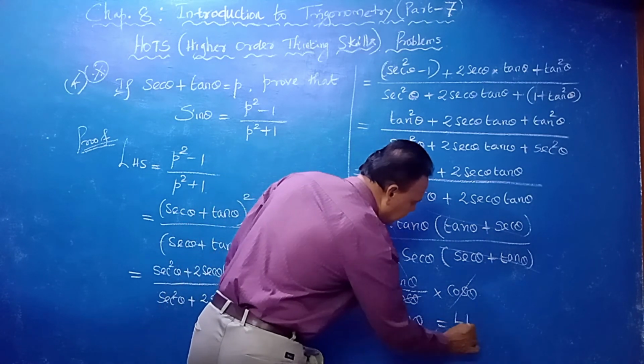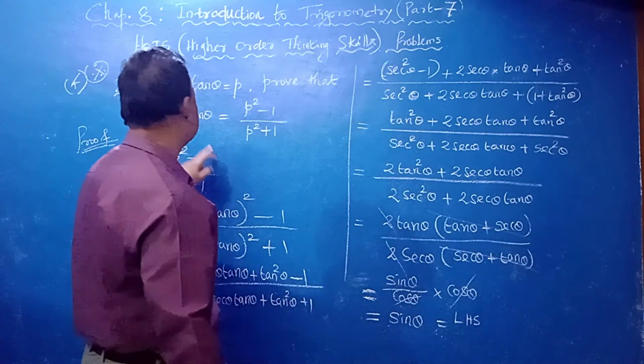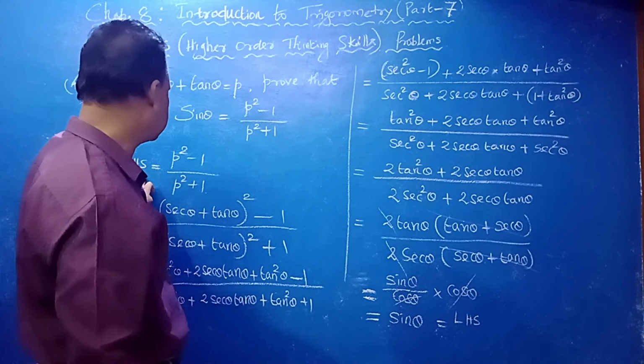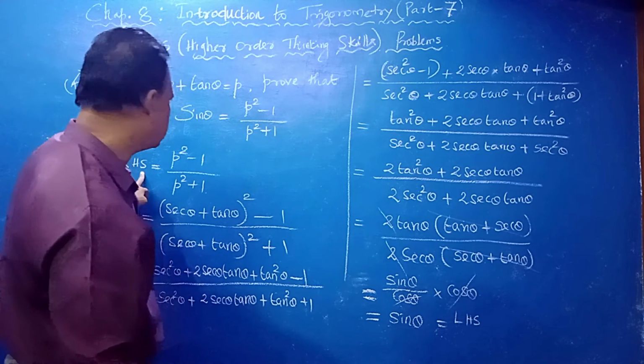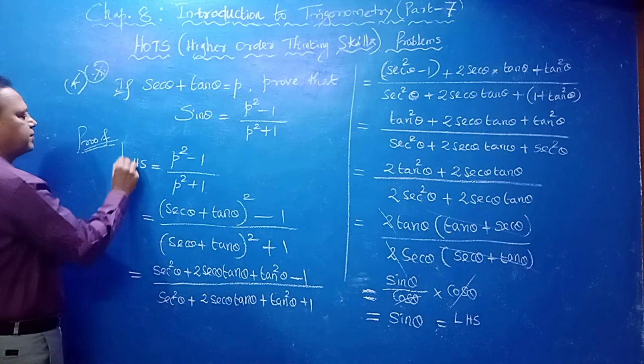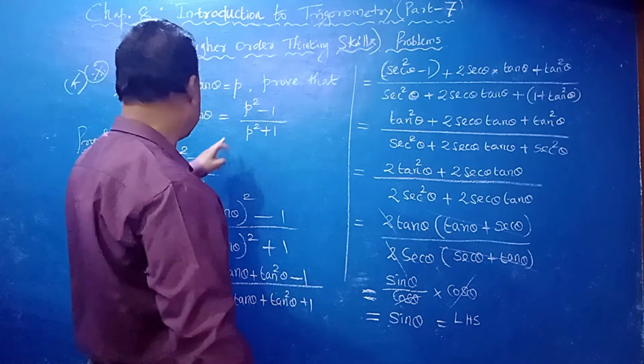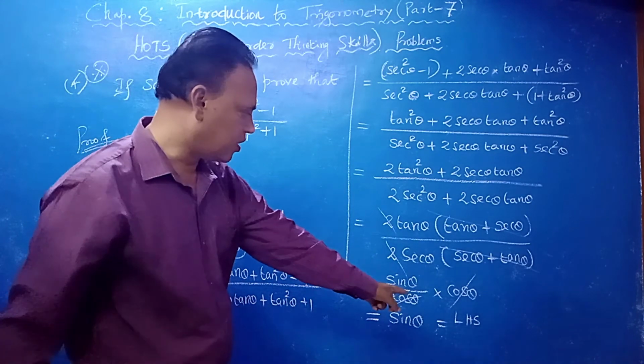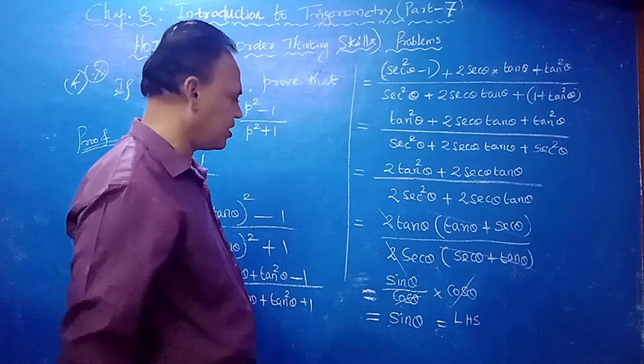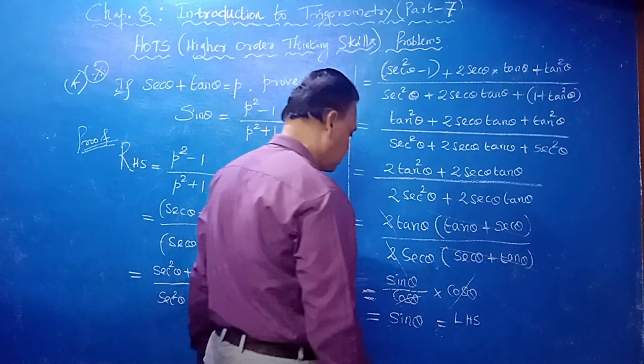That is equal to what? LHS. You see, sin theta is there in the LHS. Oh, sorry, this is the right hand side we have taken. Then what we got on the left hand side is sin theta. Therefore, LHS equals RHS.